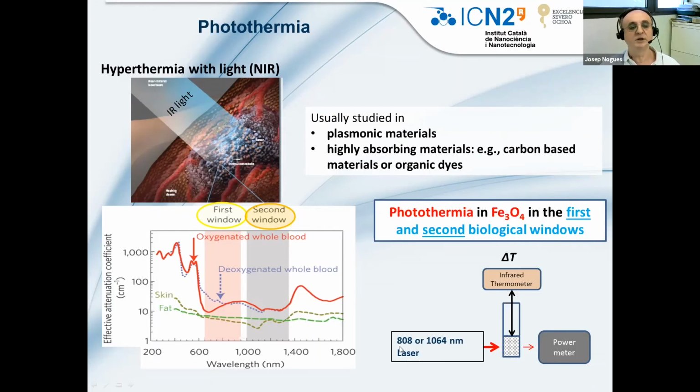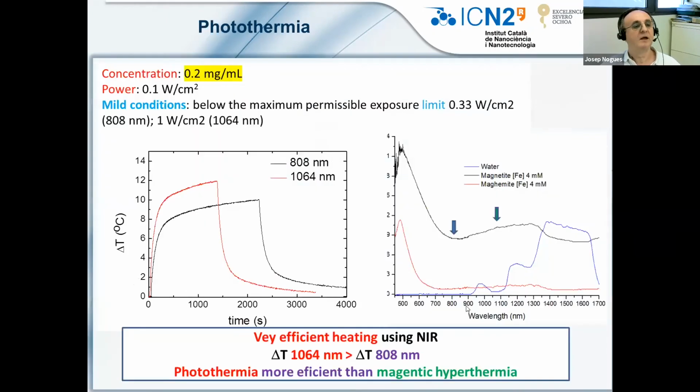The way we go about this is we shine the laser on our colloidal nanoparticles, and we measure the temperature of the liquid. And here we use a much smaller concentration than the one I showed you before for the magnetic hyperthermia. It's about 30 times smaller, about 0.2 milligrams per milliliter. And we use very, very mild conditions, much lower than the maximum limit to be used in humans, which is about 1 watt per square centimeter; we use 10 times less.